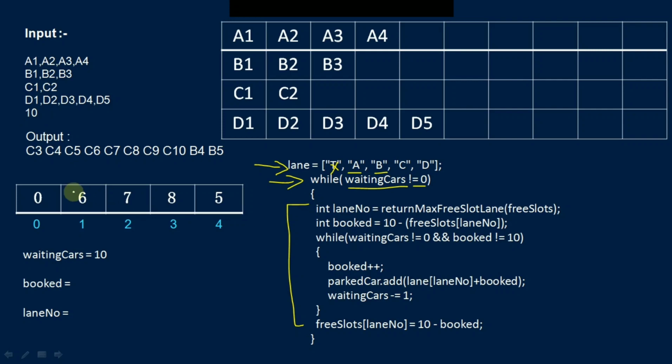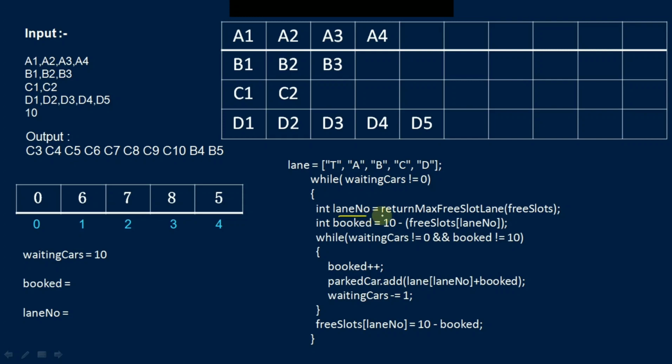Before moving forward, let's observe this array, that is the pre slots array. Okay, so we are starting at index 1. So at index 1 you will get free slots in A. At index 2 you will get the number of free slots in B. At index 3 you will get the number of free slots in C. At index 4 you will get the number of free slots in D. Now come to this line.